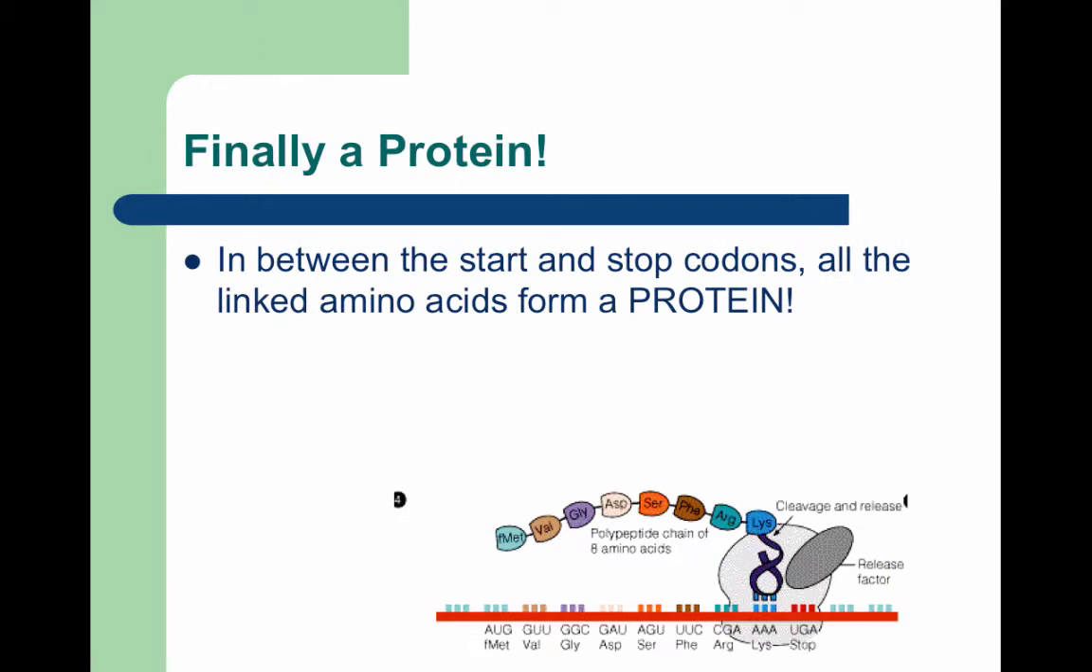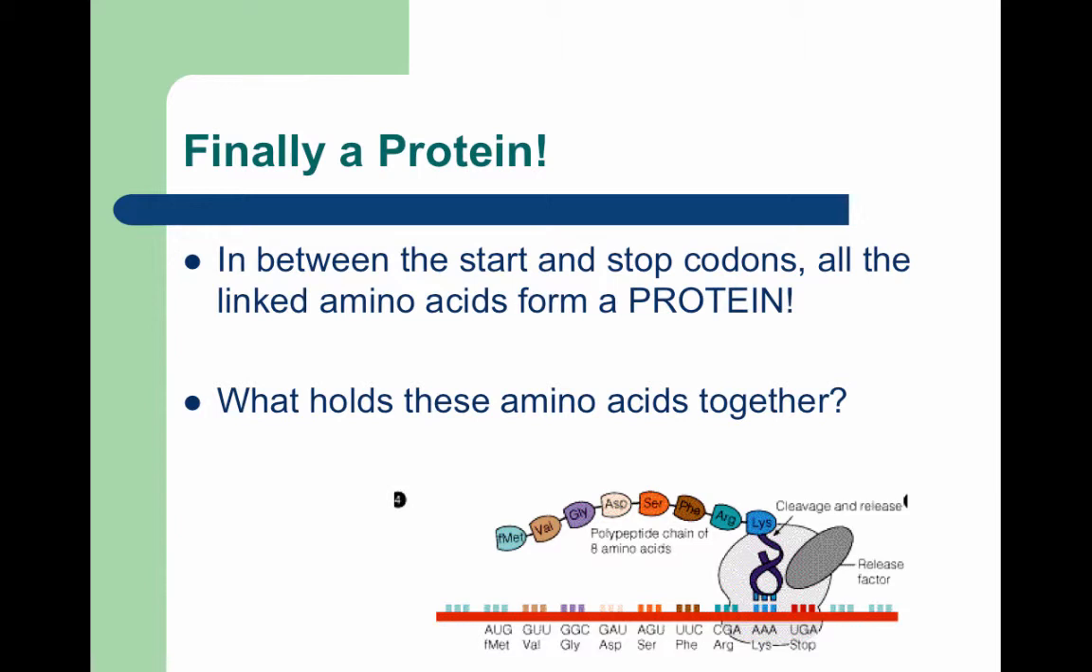Finally, after adding all of these bases in between the start codon and the stop codon, you've linked all these amino acids together, you've actually made a protein. What holds these amino acids together is called a peptide bond. Peptide is a fancy word for protein. It's a bond that only shows up in protein molecules, and it's known as a peptide bond.